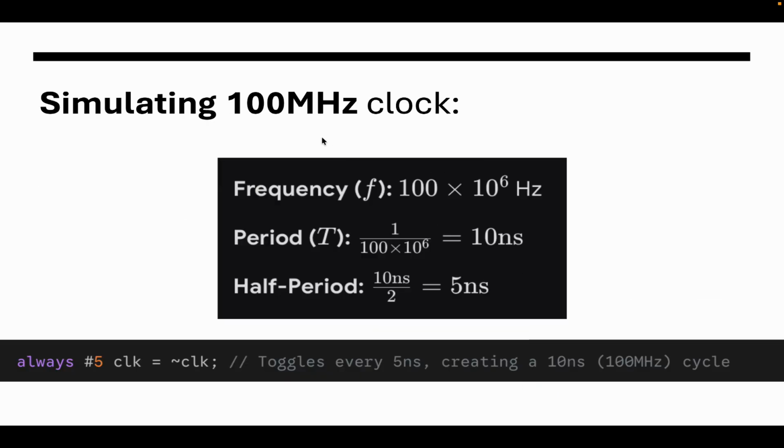As I told, let's simulate a 100 megahertz clock. So your frequency is 100 megahertz. Period will be 1 by f. So 1 by f, with f being 100 into 10 power 6, we'll get 10 nanoseconds. But you know that half period is 10 nanoseconds divided by 2. You will get 5 nanoseconds. So the clock will toggle every 5 nanoseconds, creating a 10 nanosecond, 100 megahertz cycle. So the complete clock pulse is of 10 nanoseconds.